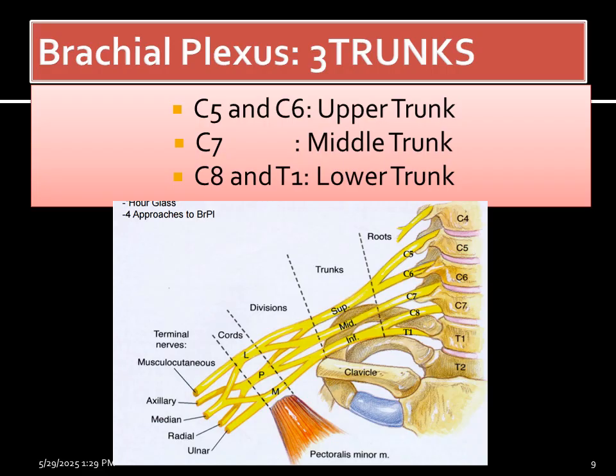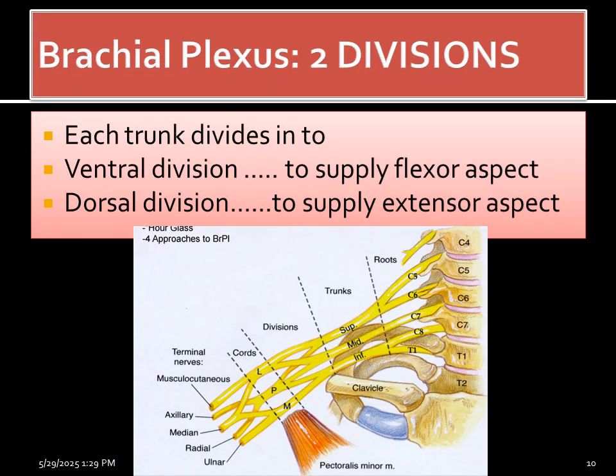There are three trunks. C5 and C6 combine to form the upper trunk, C7 separately forms the middle trunk, and C8 and T1 combine to form the lower trunk. After the roots and trunks come the divisions. Every trunk separately divides into a ventral division and a dorsal division.